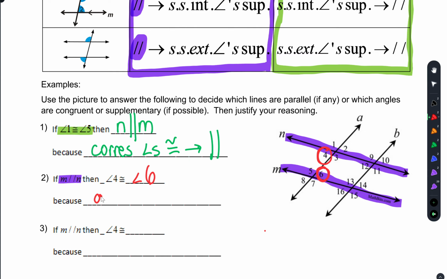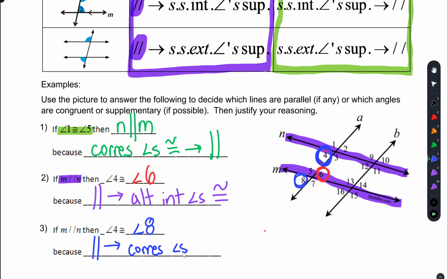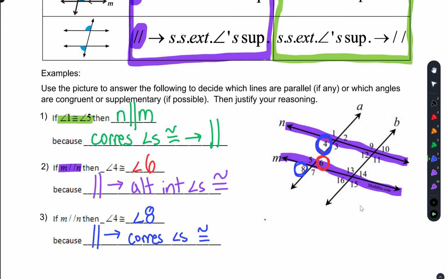Perfect. We start with parallel lines imply that alternate interior angles are congruent. Now I have a second one. Can we find what that second one is? Anna? Y8. Perfect. Again, parallel lines imply corresponding angles are congruent. Questions there?